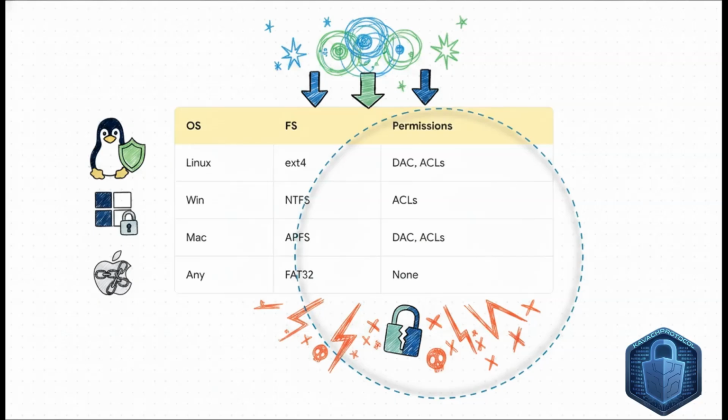None. If you plug a FAT32 drive into a machine, or heaven forbid, format a server partition with it, literally anyone who can reach that drive can read, modify, or delete the files. Using it for sensitive corporate data is just a total disaster waiting to happen.